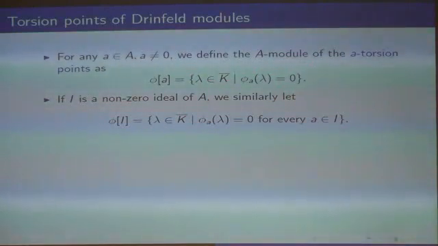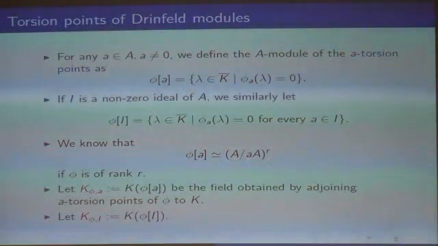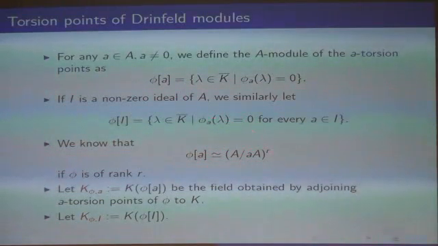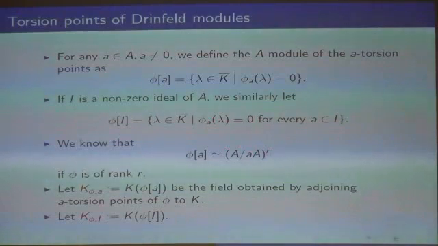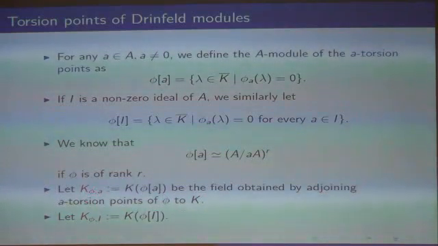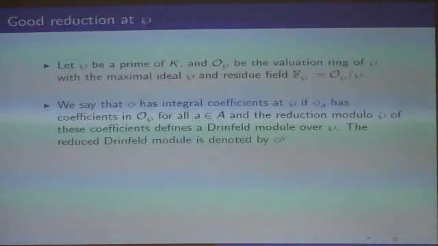And you can talk about that for an ideal also. Then this torsion point has a structure of A quotient A to the R, depending on your rank. If rank is 2, then R will be 2, so you have 2 copies of it. And this is the important notation through this talk. We're going to use it. This is the field obtained by adjoining the A torsion points, which means it depends on the Drinfeld module phi and also A. And it works for an ideal too, but okay.